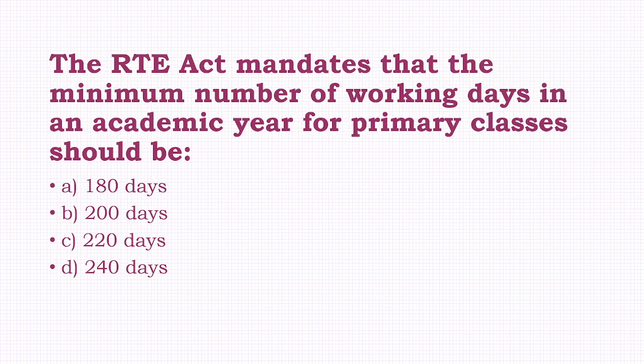The RTE Act mandates that the minimum number of working days in the academic year for primary classes should be: 180 days, 200 days, 220 days, 240 days. Answer of this question is option B, that is 200 days.